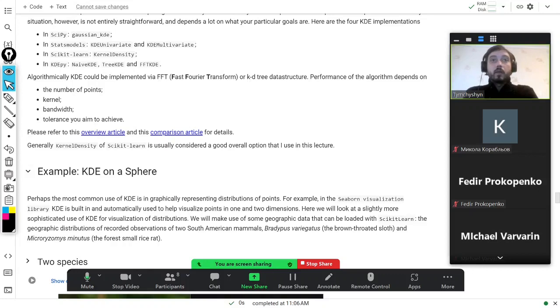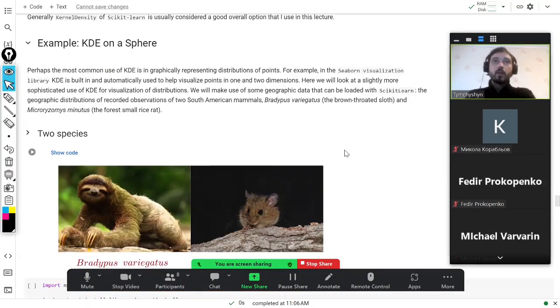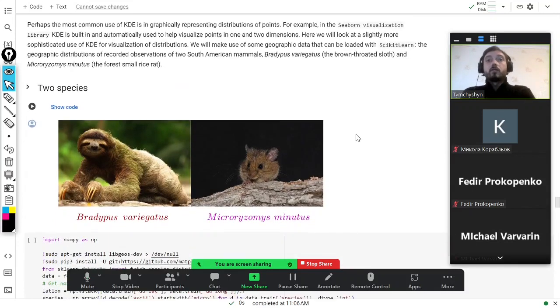Here are two links to articles that I have here for you, and you can check them for comparison of different algorithms, and maybe you can find something suitable for your needs. Now let's get to examples. The first example is the graphical representation of data, very commonly used in practice. So let's try to get that.